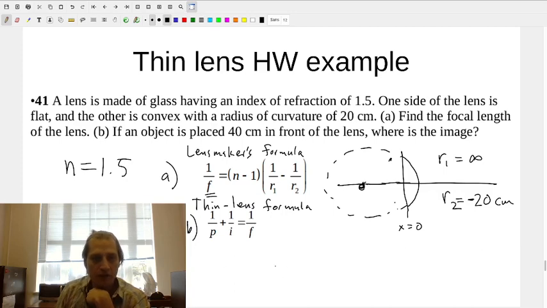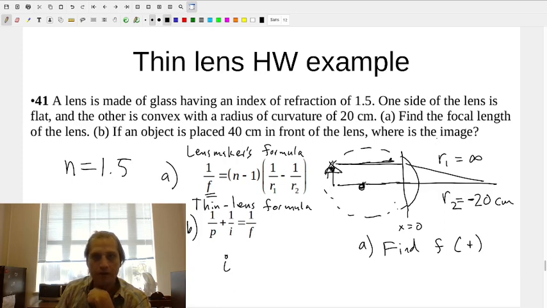For part B of this homework problem, it says if an object is placed 40 centimeters in front of the lens, so your eye, and by the way, this is minus. In A you're going to find f, and it should be a positive number. And then in part B, it's asked if an object is placed 40 centimeters in front of the lens. So that's like this. The rays are going to come together, and you are going to find where the image is.